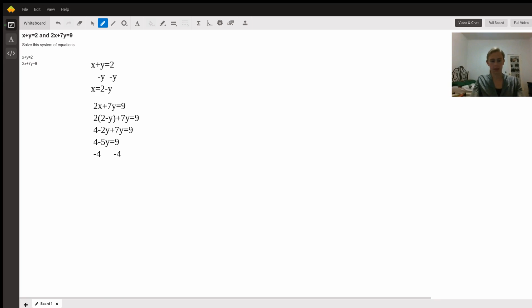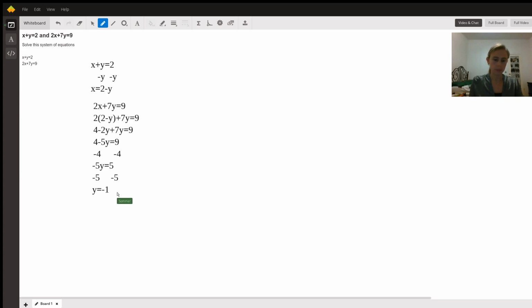So 4 minus 4 will cancel out your 4s, and now you'll be left with 5y equals 9 minus 4. 9 minus 4 we know is 5. Okay, so now to solve for y, you need to divide by 5 on both sides, because y is being multiplied by 5, and the opposite of multiplying is dividing. So 5 divided by 5 gives us 1, so we'll just have y equals, and 5 divided by 5 gives us 1.